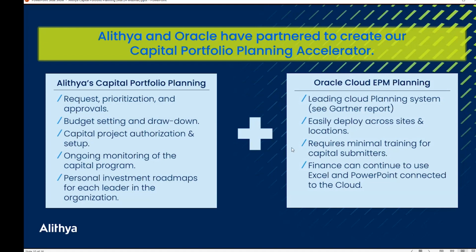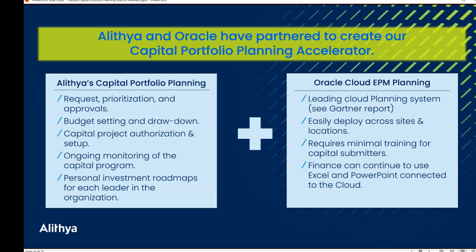Oracle and Alithya, we've partnered to create this accelerator. It uses standard out-of-the-box functionality provided by the Oracle Cloud. Alithya's capital portfolio planning is the business content. So we provide the request forms, the ability to prioritize capital requests, capture the approvals around your different capital investments, being able to set your budgets for different areas of the organization, usually things like IT, real estate, facilities, and so on, and being able to draw those capital budgets down.